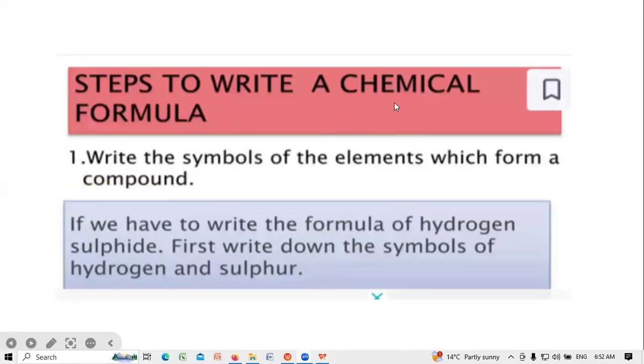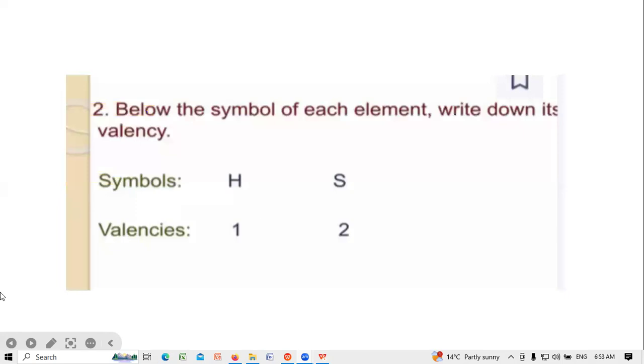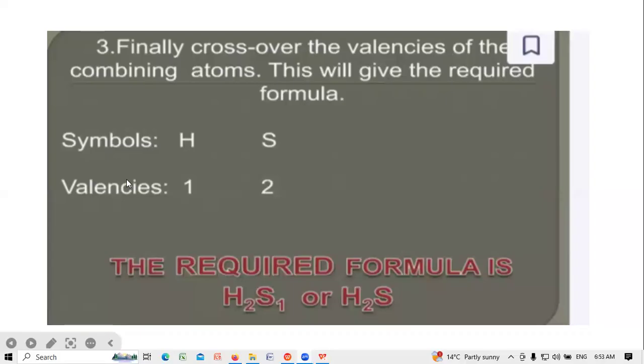Steps to writing the chemical formula: write the symbols of the elements which form a compound. First of all, we write the symbols of the atoms that form the molecule, and write the valency and crisscross to get the required formula. For example, the crisscross method.